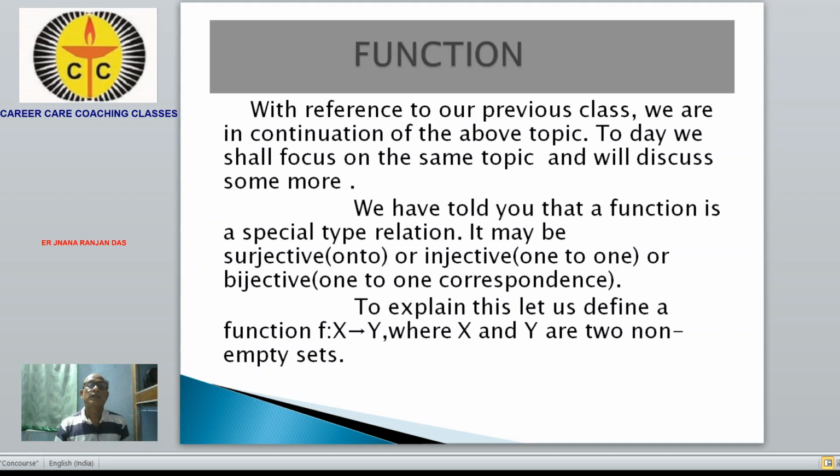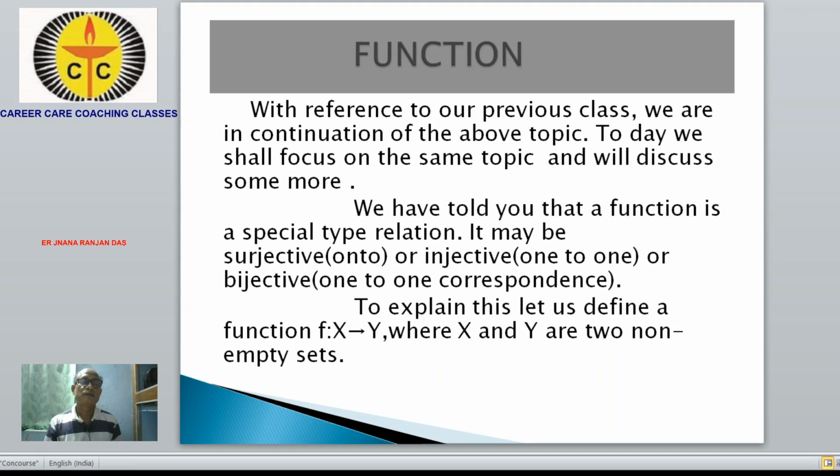We have studied in the previous class in detail the topic of function. Today we'll discuss some more things about it. I have basically told you that a function is a special type of relation satisfied by its definition, in which I have described everything. Now I will tell you some more about the function.